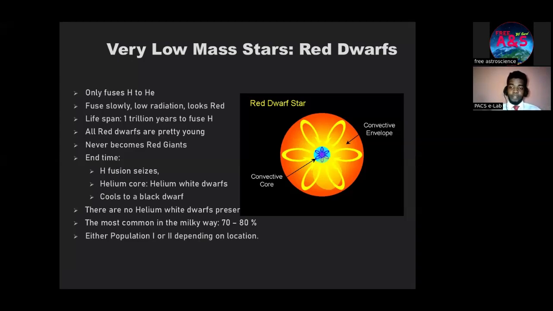Exactly, that is the fate of everything in the universe that is not a black hole. Now, we haven't discovered any helium white dwarf before because, like I've said, these stars are just getting started. For us to have helium white dwarfs, we have to wait for the next 1 trillion years before they begin to die. Now, these red dwarfs are the most common in our Milky Way galaxy.